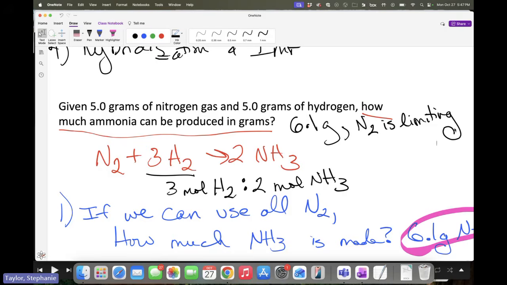We can also ask for things like excess reactants. In that case, you have to tell me how much hydrogen is left over at the end. So there are different sorts of limiting reactant questions that we can do, but this at least gives you a little taste of what limiting reactant can look like.